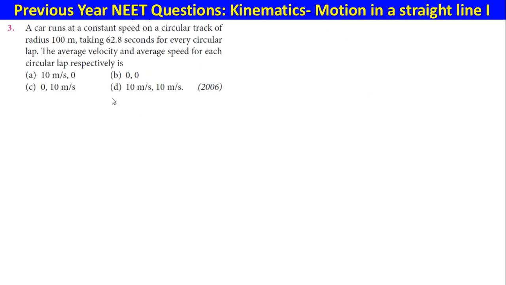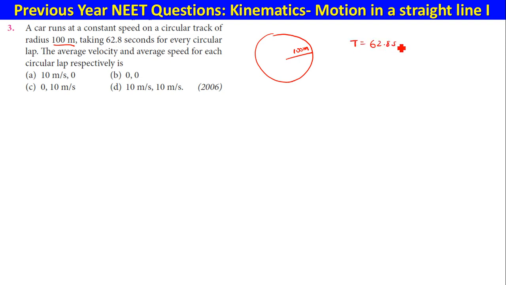Now the third question. A car runs at a speed on a circular track of radius 100 meters. Okay, so there is a circular track of radius 100 meters, for example. Now it is taking 62.8 seconds. Let us say, can I say that as the time period?